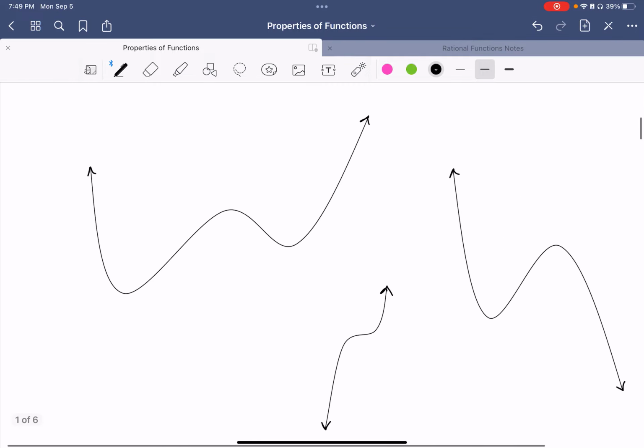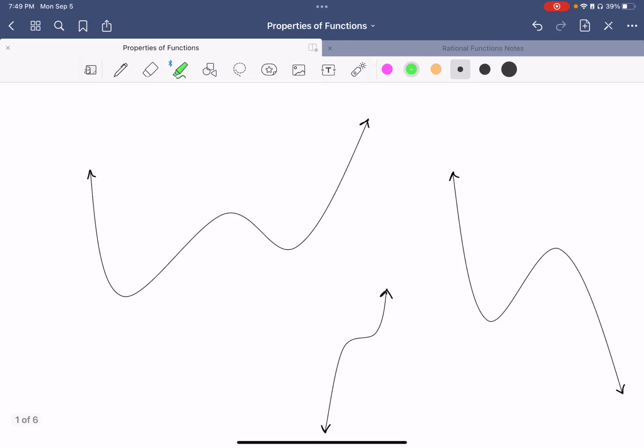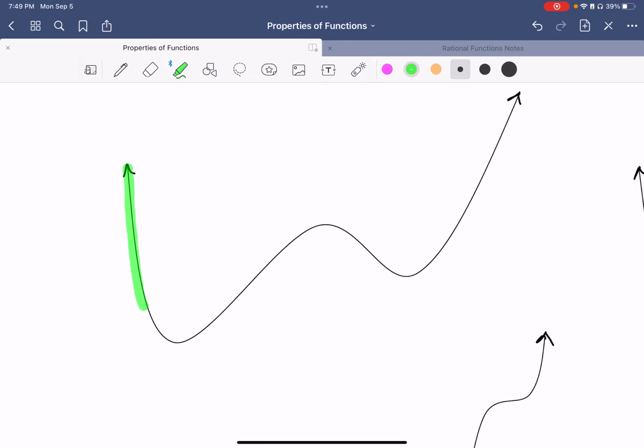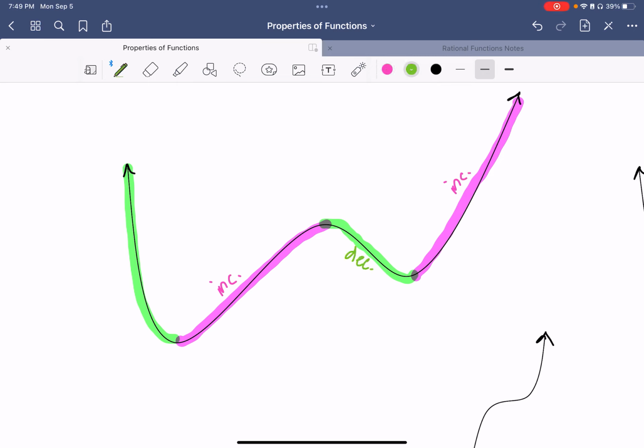Okay, so let's start with the first one. So notice that my pen has to go down. You always start from the left-hand side. It goes down, then up, then down again, and then up again. Okay, now I'm going to start abbreviating, increasing with INC and decreasing with DEC. And anytime there is a change in direction, you will have the extrema. So right here, and right here.